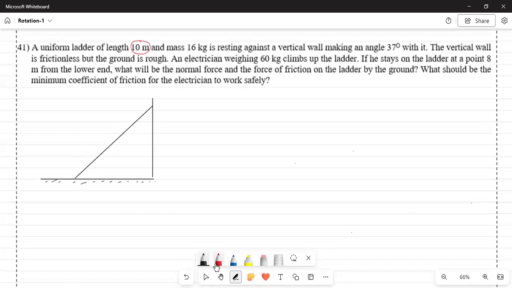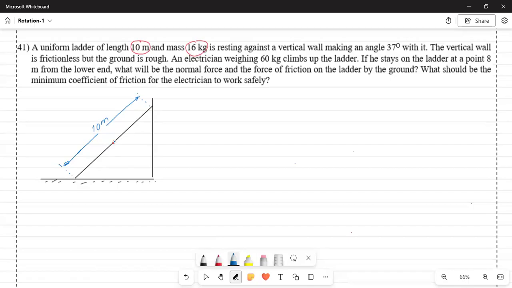A ladder of 10 meter and mass 16 kg. That means this ladder is a 10 meter ladder. So from here to here, the length is 10 meter. And its mass is 16 kg.